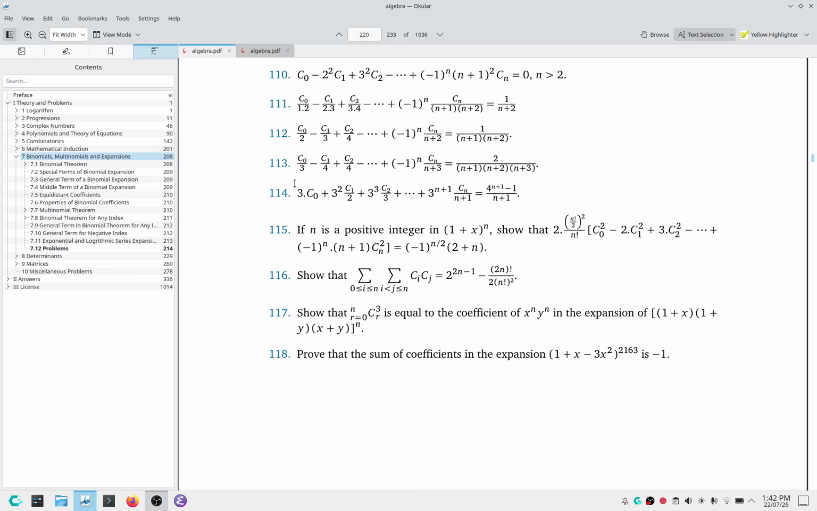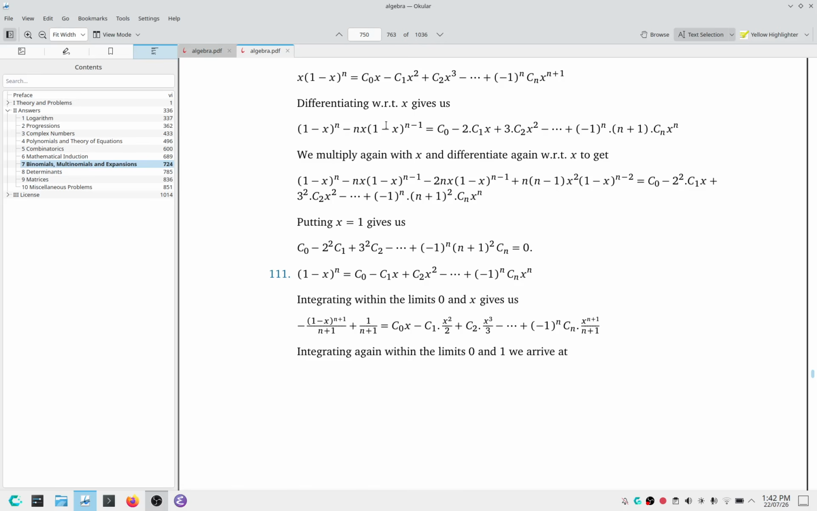So without further ado, let's get started. Question 111 has this equation: C0 upon 1 times 2 minus C1 upon 2 times 3 plus C2 upon 3 times 4 and so on up to minus 1 to the power n Cn upon n plus 1 times n plus 2 is equal to 1 upon n plus 2.